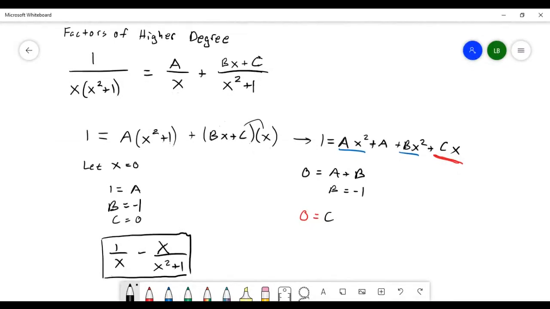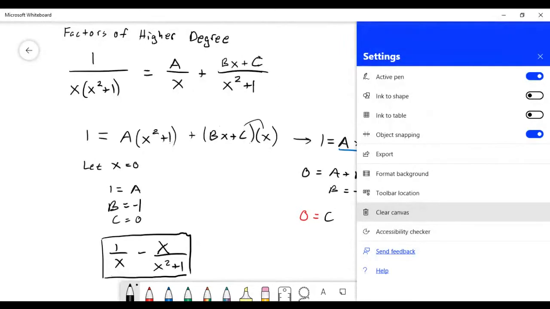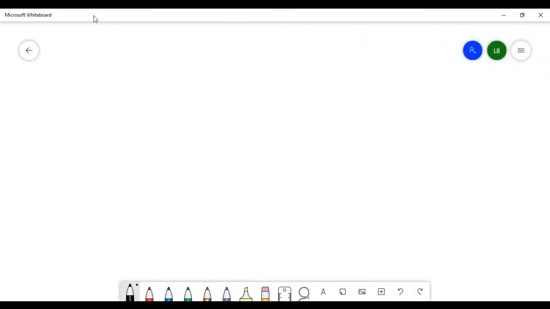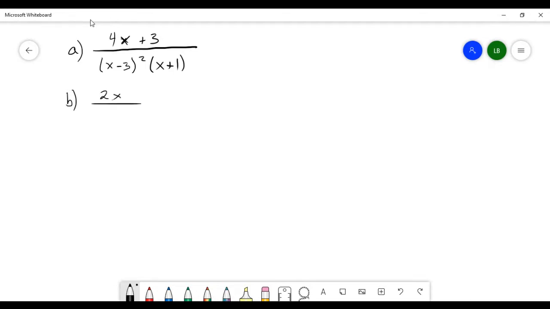Okay, you're welcome. Let's go ahead and do a couple of practice problems with these now. Just go ahead and try as many of these as you like. The first one will be 4x plus 3 over x minus 3 squared times x plus 1. Then a second one, 2x over... All right, I'll give you guys a couple of minutes to try those out. Good luck.